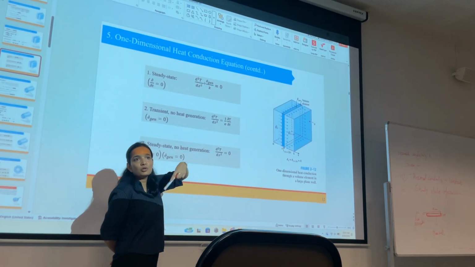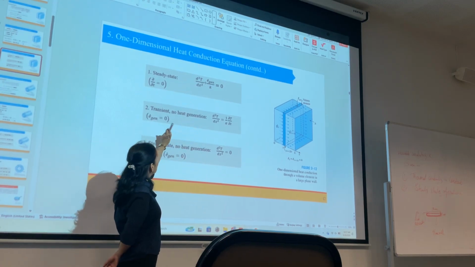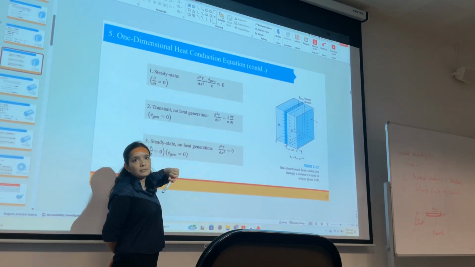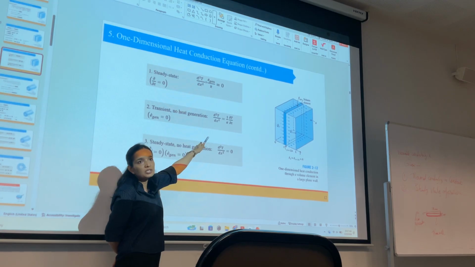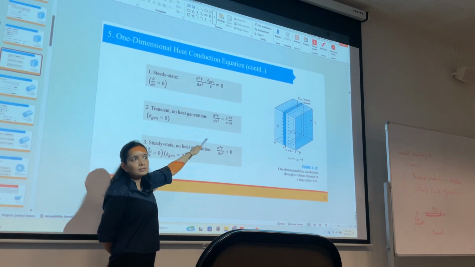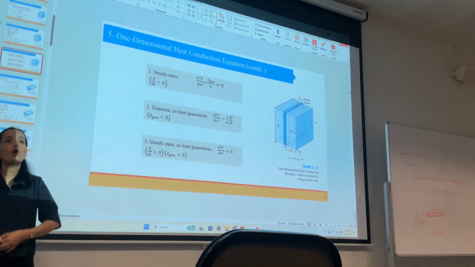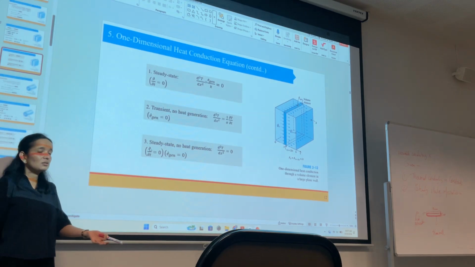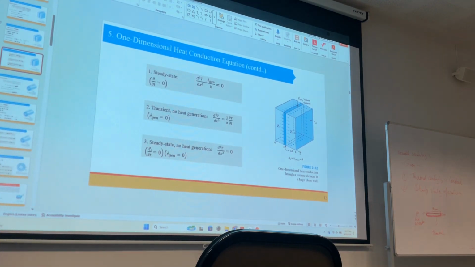Okay? If I'm asking you to design something and I'm telling you the heat transfer is transient and no heat generation, then you use this formula. Designing or studying, okay? And then material or object.